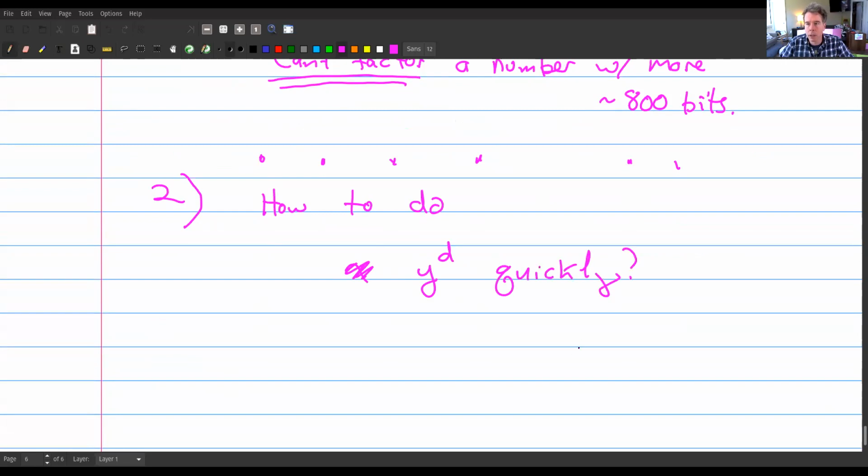The way I phrased it is a little bit of a trick question because we don't actually need y to the d. We need y to the d mod n, which can be done much faster than just computing y to the d.